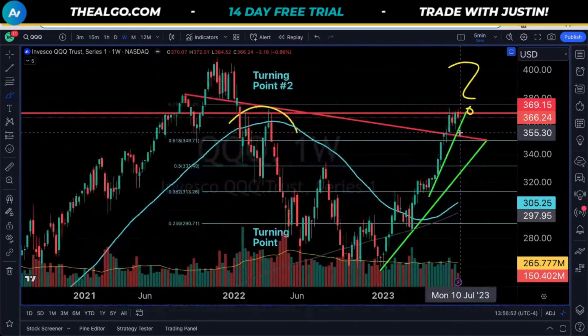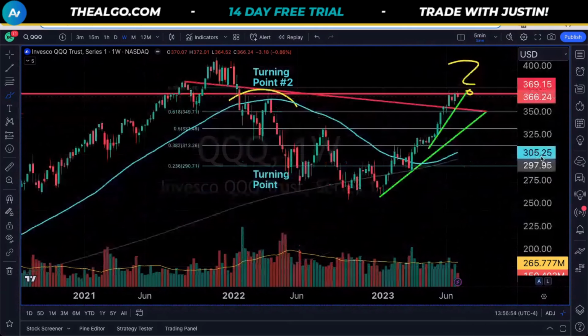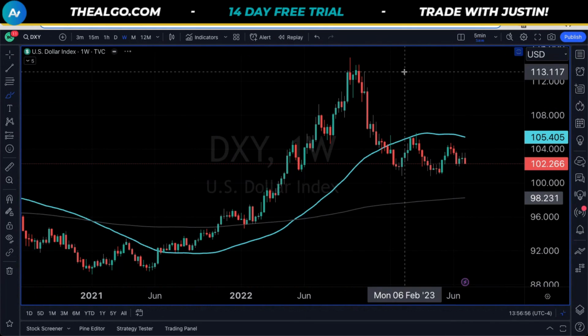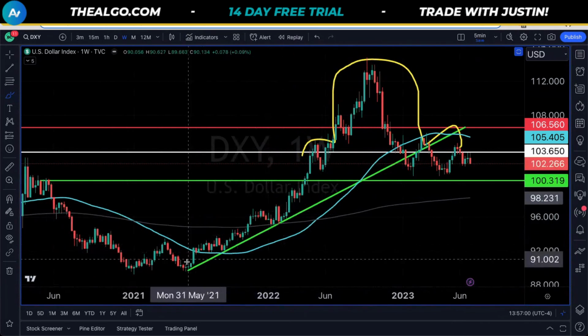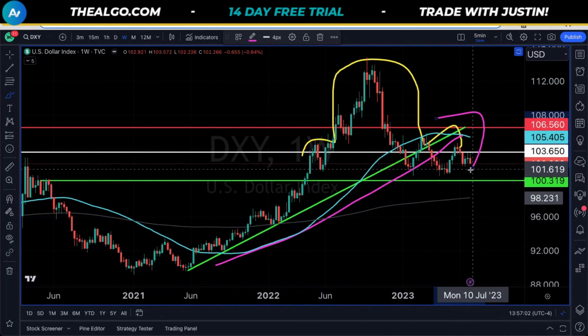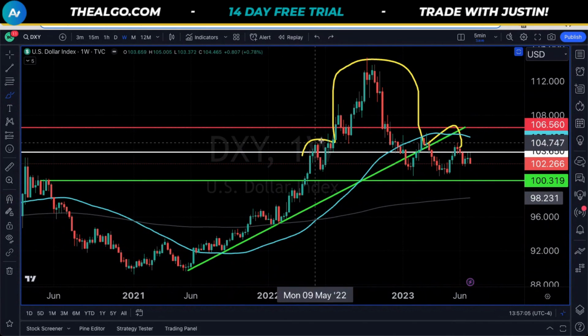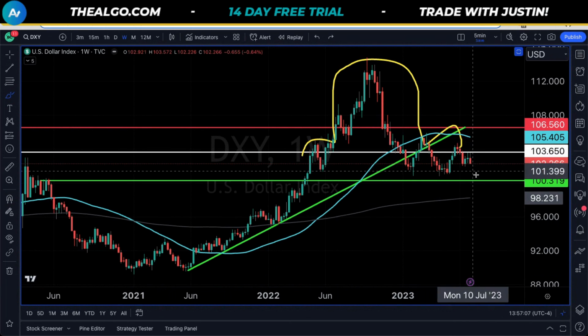Looking at QQQ, we talked about this one pretty extensively, so I'm just going to leave it there. Looking at the dollar, here's where I get a little bit more unsure because we are no longer pointing up. This should be supportive of stocks, by the way. The head and shoulders is working out. We're trending down. We're down on the week.